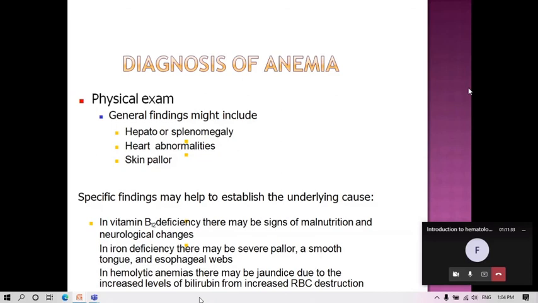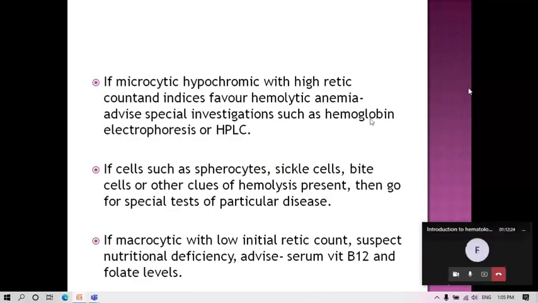then you will advise serum iron studies. And if you see that it is microcytic hypochromic with high retic count, and these are also thalassemic conditions or some hemoglobinopathies, then you will advise electrophoresis or HPLC. And if the peripheral smear is showing spherocytes or sickle cells, bite cells, or other clues of hemolysis are present, then you will go for a special test of the particular disease. Microcytic with low initial retic count, you will suspect nutritional deficiency and advise vitamin B12 and folate levels.